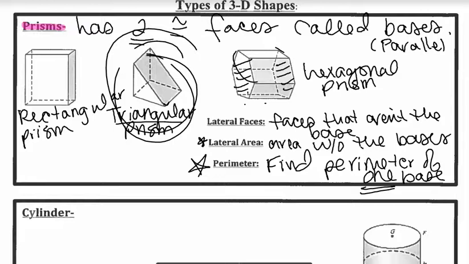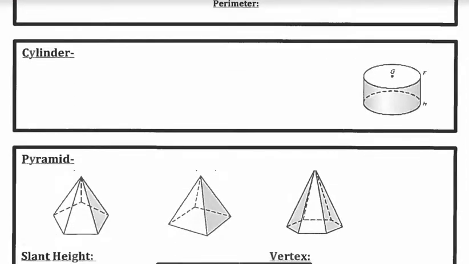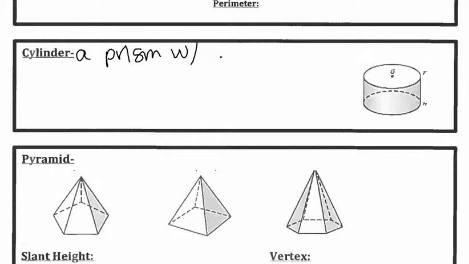Okay? So if I go ahead and I now talk about cylinders, cylinders are a prism. They just have what shape as their base? Circle. So a cylinder is a prism with a circle base. So now if we talk about pyramids, pyramids have one base, and their one base then has lateral sides, and their lateral sides all meet at a common point, and that we call a vertex.